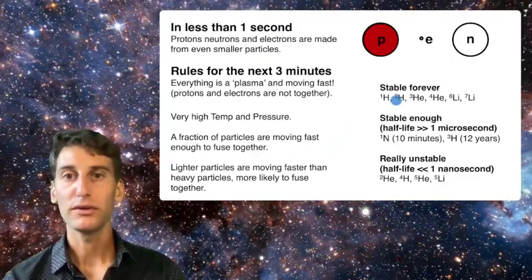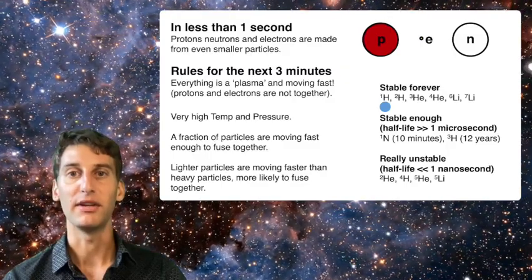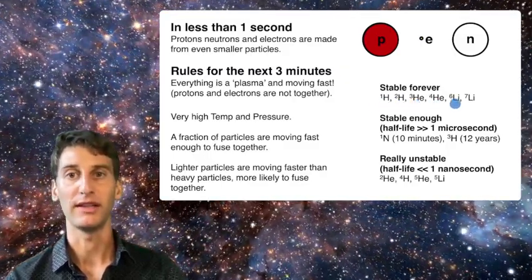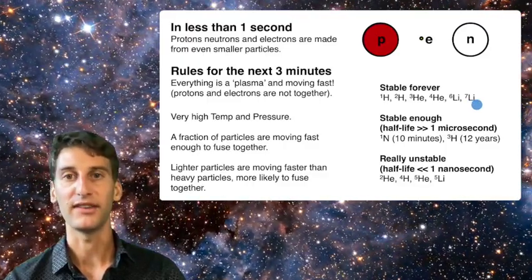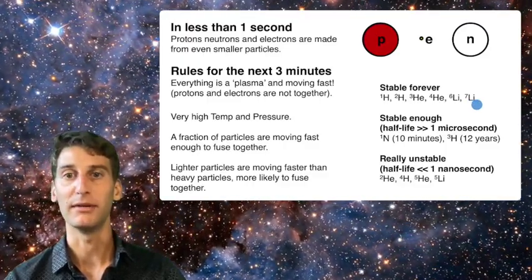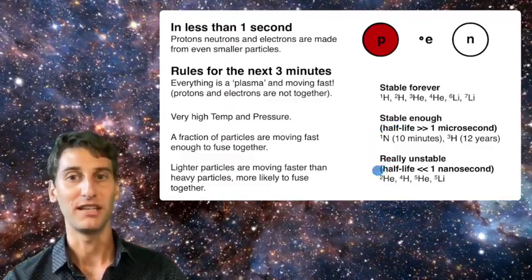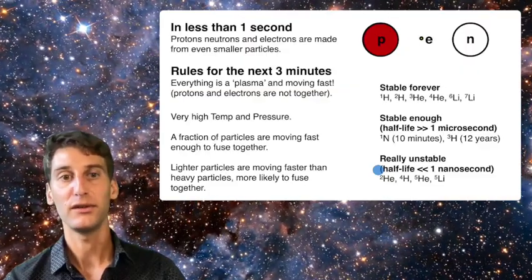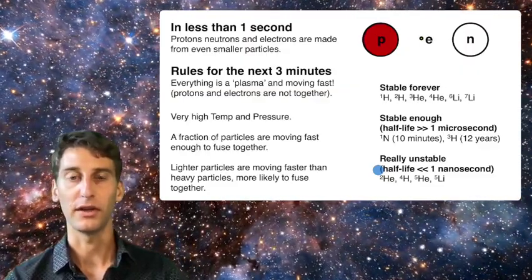Okay, so a few more rules. These are the small, light, stable isotopes: hydrogen-1, hydrogen-2, helium-3, helium-4, lithium-6, and lithium-7. Everything else that has a similar nuclear mass is an unstable isotope, and most of them are going to be really, really unstable. They're only going to survive for 1 nanosecond, which is too small for them to fuse with other elements.